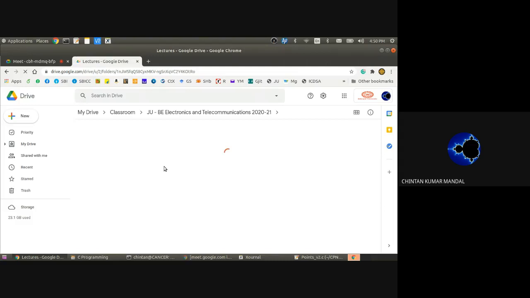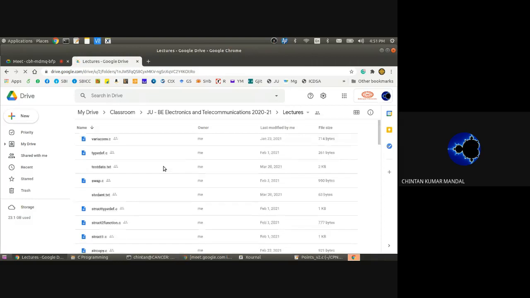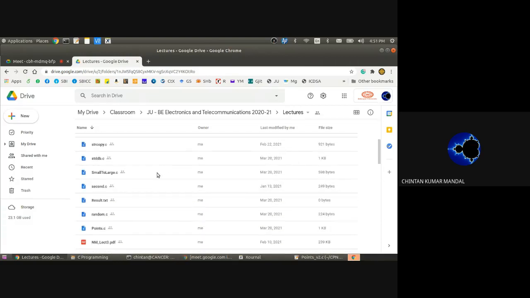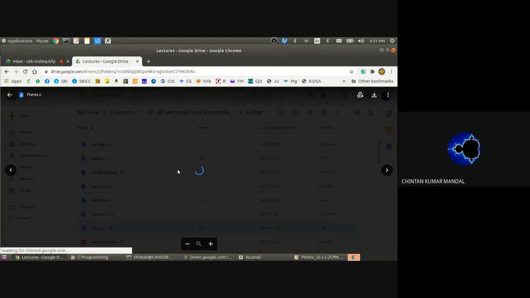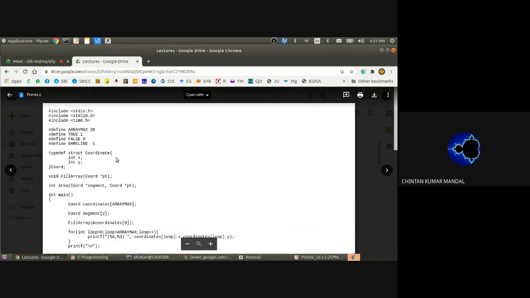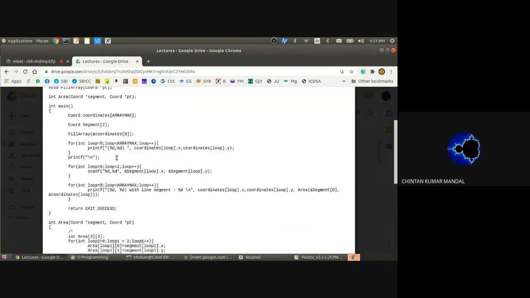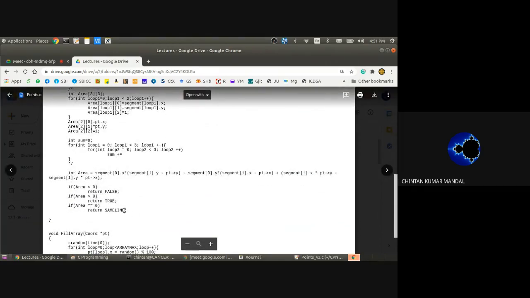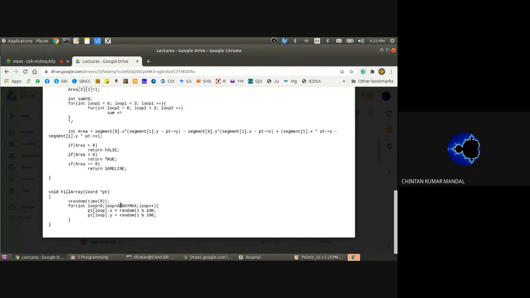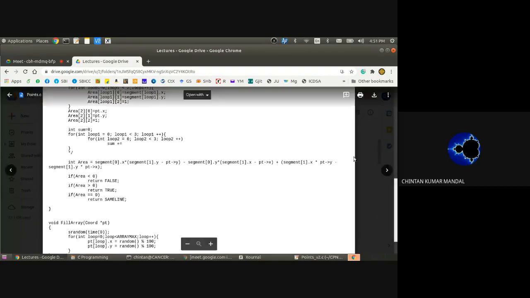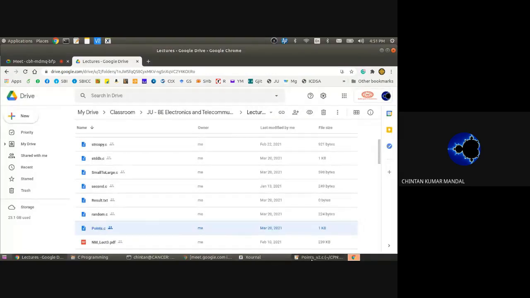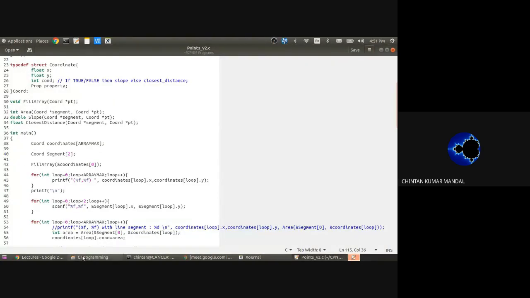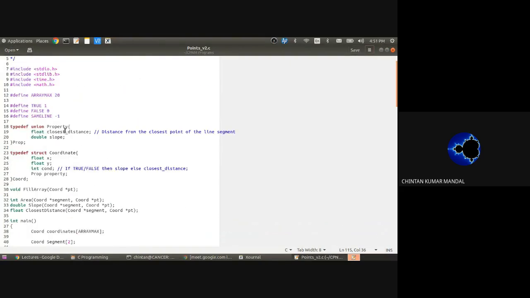So points. The points file I had uploaded, it has come. This was yesterday's program. This was working only with the structure coordinates. I had not done more yesterday. This was working yesterday, I believe. Yes, sir. So this is version 2, and version 1 is the other one.